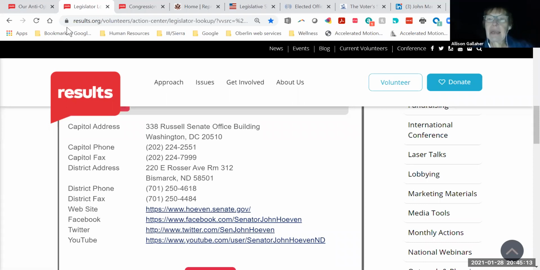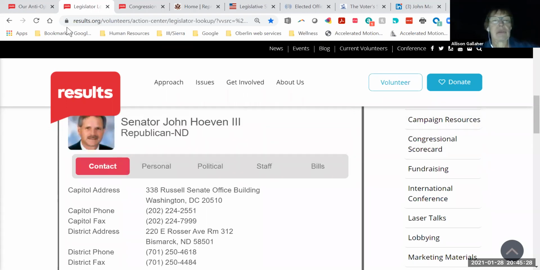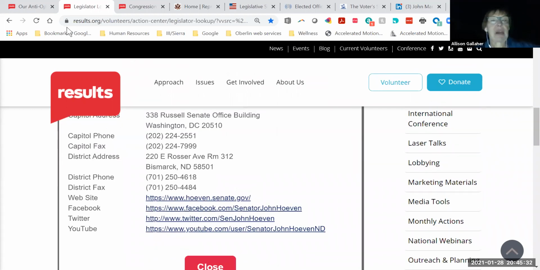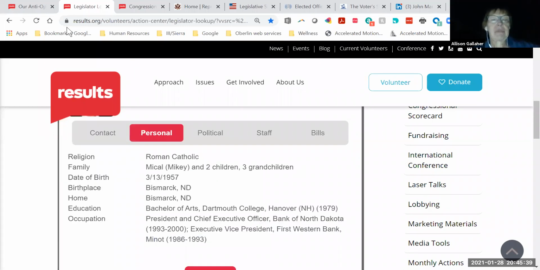A website is provided to you. This is the official Senate website for John Hoeven, and some social media contacts if you want to follow on Facebook or Twitter, or I imagine there are people on Instagram and maybe TikTok, who knows. If they have a social media presence, it will be provided in this directory. The next thing the directory gives you is some personal information.